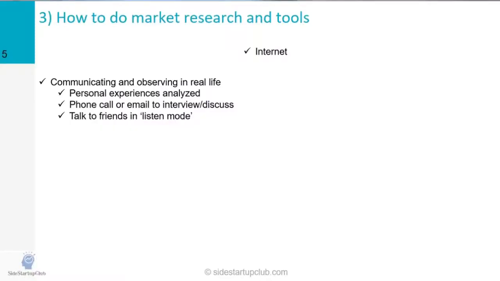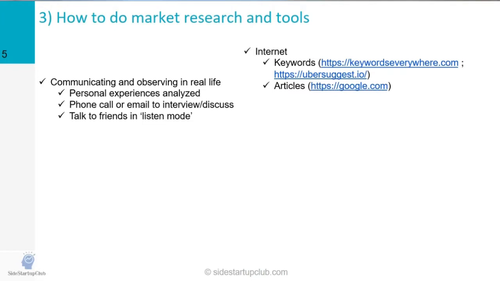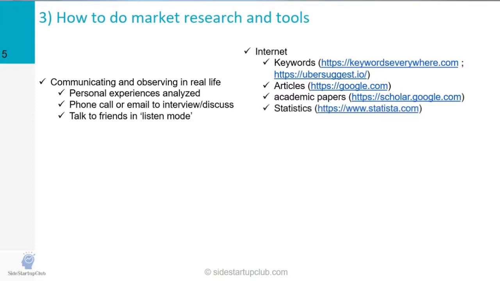Keyword research, how many people are searching for things? You can use keywords everywhere or Ubersuggest. Just read up on articles published in the internet. Use google.com and search the keywords. Also academic papers, you can go to Google Scholar and read peer-reviewed papers that have to go through an approval process. If you're looking for hard statistics, try statista.com.